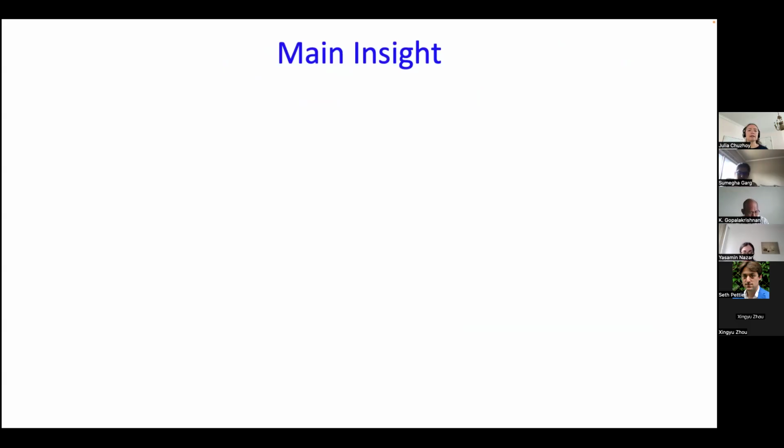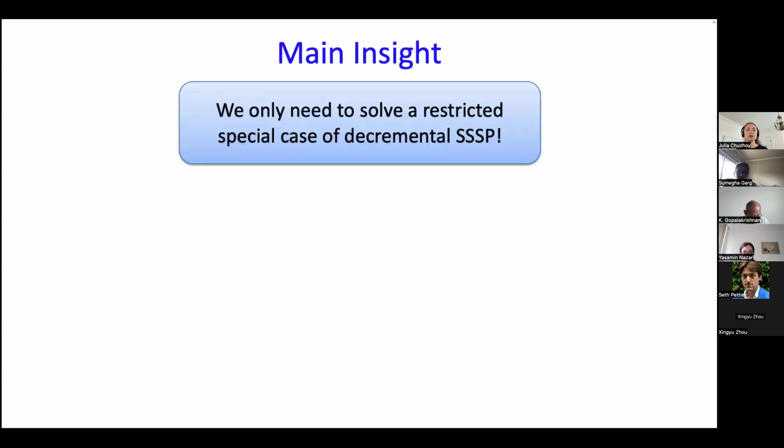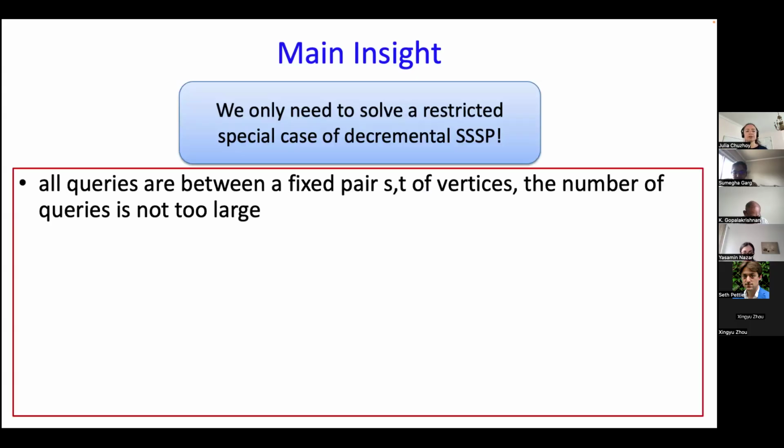So our main insight is that we don't really need to solve this whole problem. We need to solve a restricted special case that has a lot of extra features that can make it easier. So let me tell you what these features are. First of all, queries are between a fixed pair of vertices S and T. And the number of queries is not too large. It's at most delta.